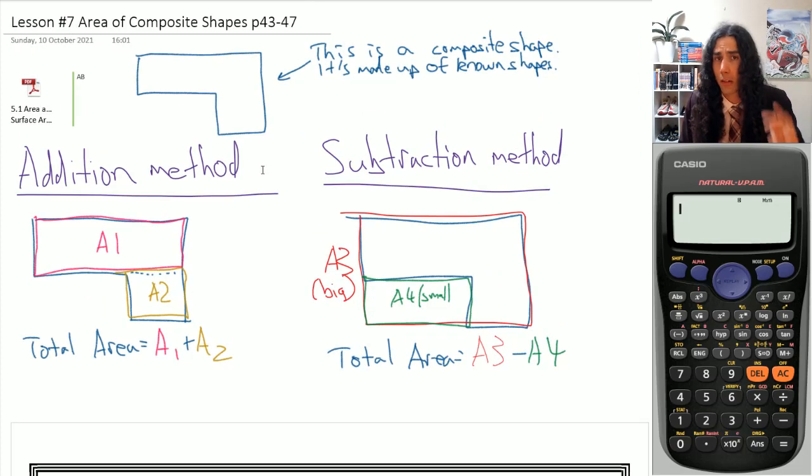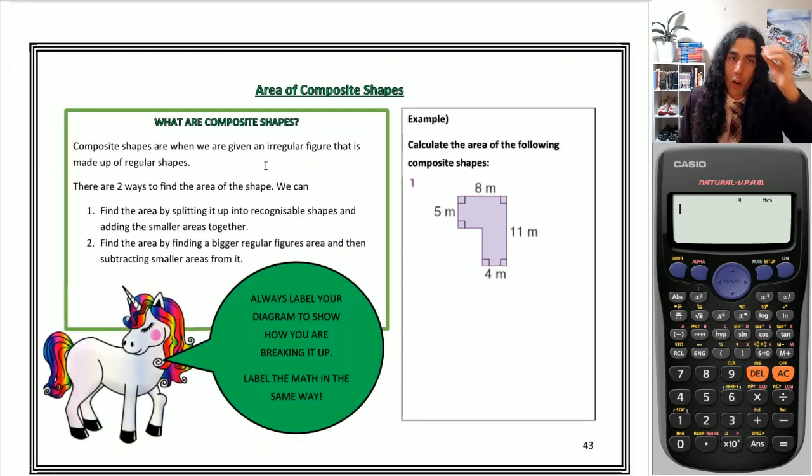All right. Now I'm going to go on to page 43. I'll give you a little countdown. 3. Down we go. Area of composite shapes.